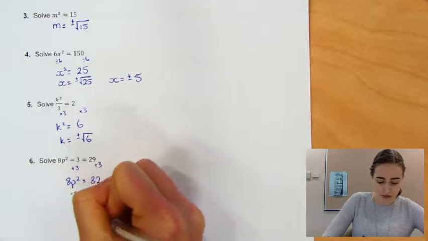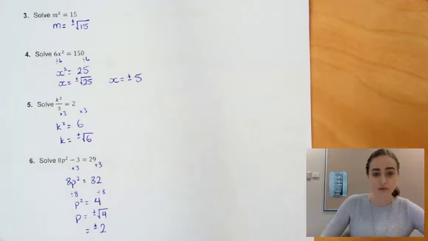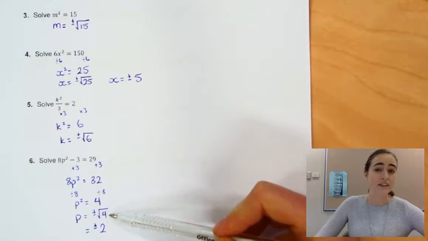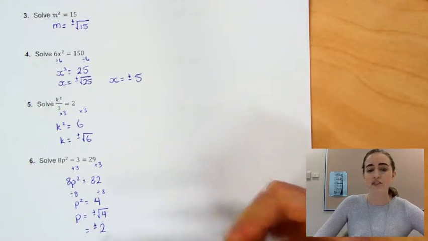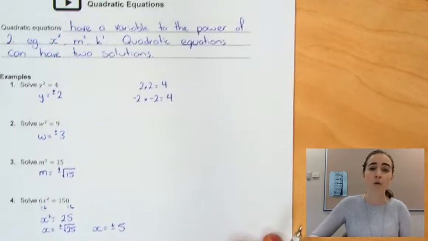So p is equal to plus or minus the square root of 4, which is equal to plus or minus 2. Now, if you know what the square root of 4 is, you don't have to write this line in if you don't want to, but it's just helping us work it out if we weren't sure. So those are a few examples of quadratic equations.